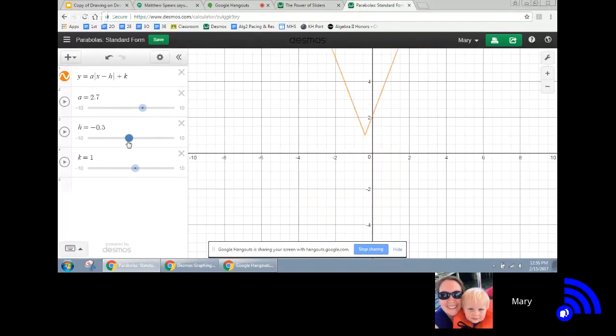How does changing the H value affect my graph? And how about the K value? And there are activity builders that are already set, that are already created, that explore these transformations of graphs. I think that's extremely powerful.